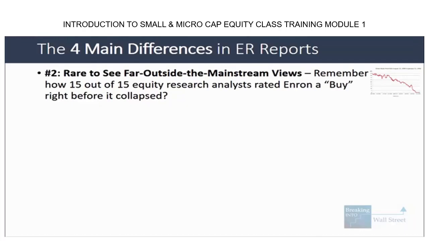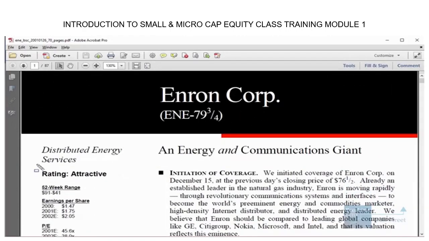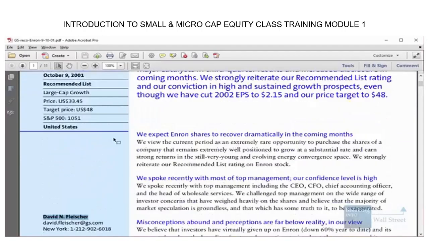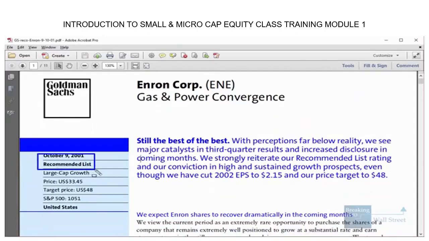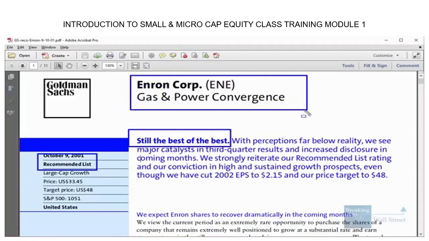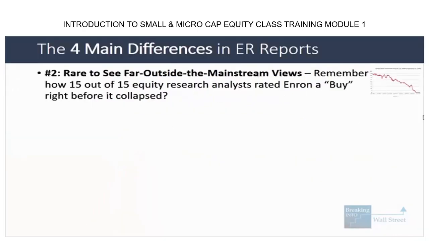In case you've forgotten or you were too young to remember this, here's a report from Bear Stearns where a year or two before the collapse, they had this rating attractive on the company. And then here's another report from Goldman Sachs, which was actually a month or a few weeks before the collapse, where they had this on their recommended list, and they called Enron still the best of the best, even though the company was about to collapse and go bankrupt. Now, to be fair, the 14 other analysts covering the company also thought the same thing and had buy recommendations as well. But if you look at buy-side analysis around Enron, plenty of people thought the company was going to go bankrupt and bet heavily against it.